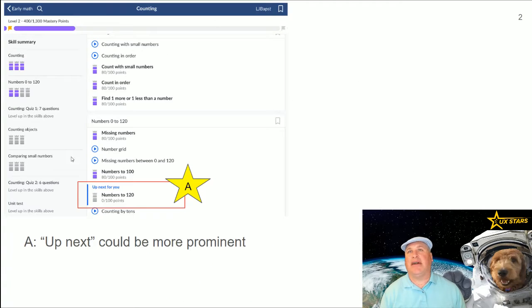On this initial screen, I know that there's a lot going on. It's a very busy screen, and among other things, I would definitely cause more attention to be drawn to the Up Next for You section. That is most likely what a child is going to want to do upon resuming their activities with the software.